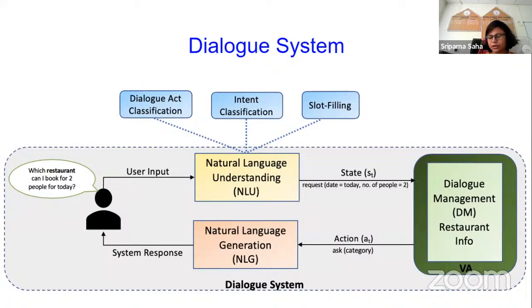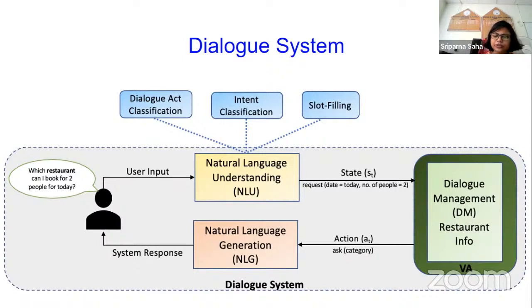the next action is asking the category. The dialogue manager should ask about the category because without knowing the category, it cannot book the restaurant. So the dialogue manager is asking about the category, and accordingly the response will be generated. Then there is a natural language generation module, which will generate the response accordingly.